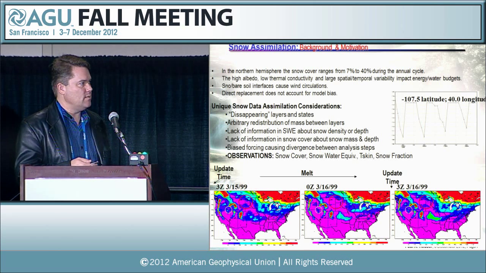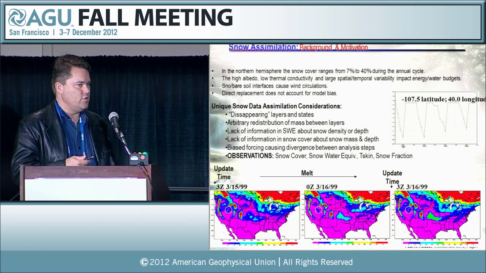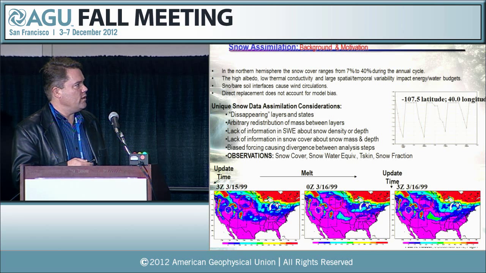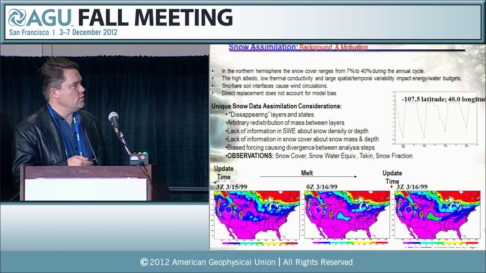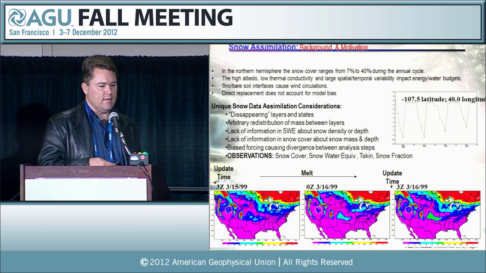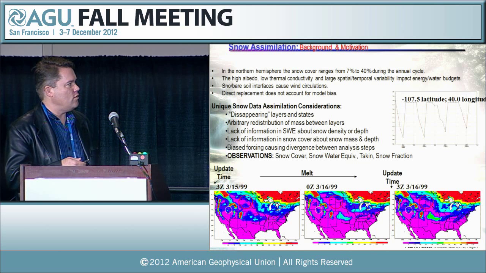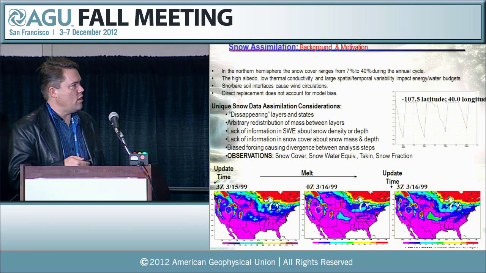During the summertime, of course, we don't even predict snow in the models, and so we have to reinitialize our error fields and whatnot when we get new snow fields in the winter. The snow models tend to be kind of unique. They arbitrarily redistribute the layers as the snowpack grows, which introduces some unique problems.